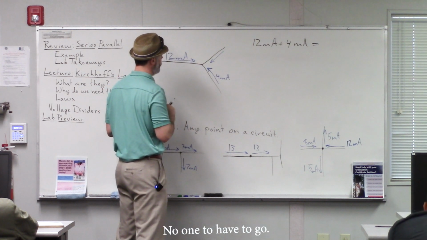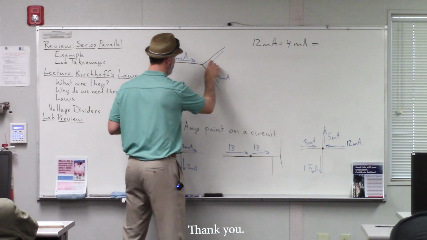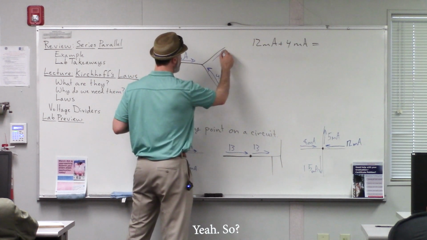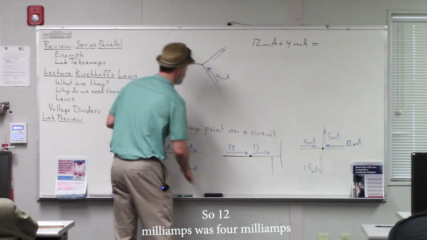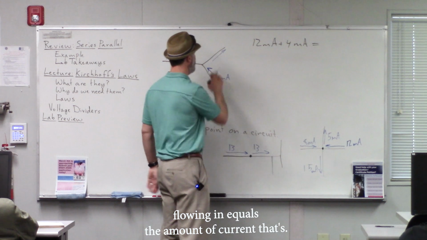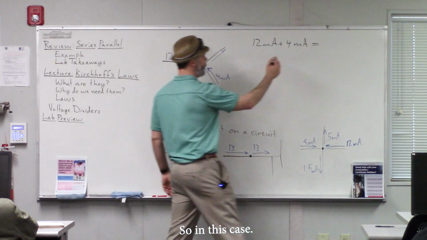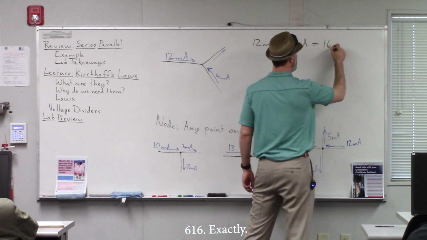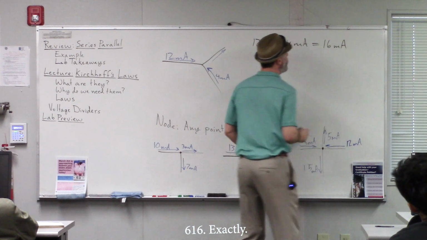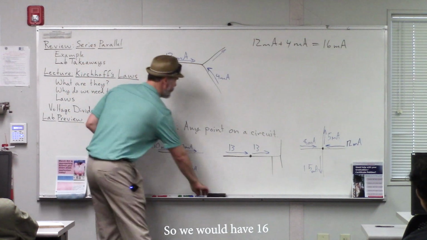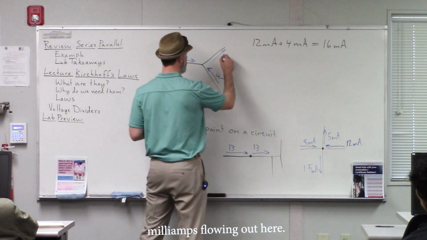No. Wouldn't it have to go out? Yeah, you're right. It would have to go out. Thank you. So 12 milliamps plus 4 milliamps flowing in equals the amount of current that's flowing out. So in this case, 16, exactly. So we would have 16 milliamps flowing out here.